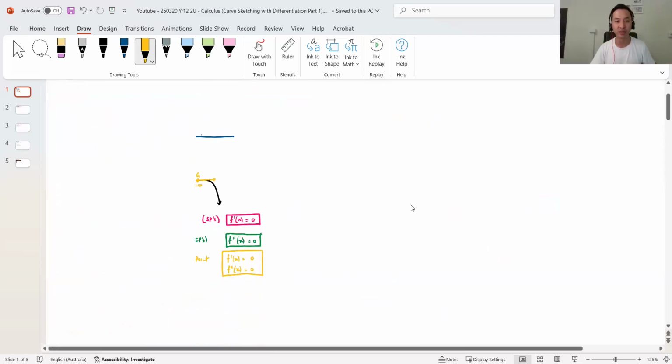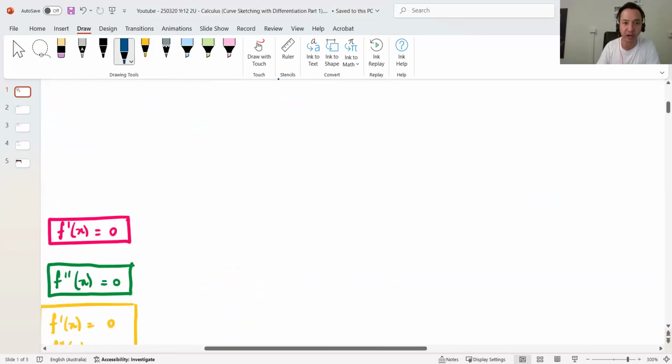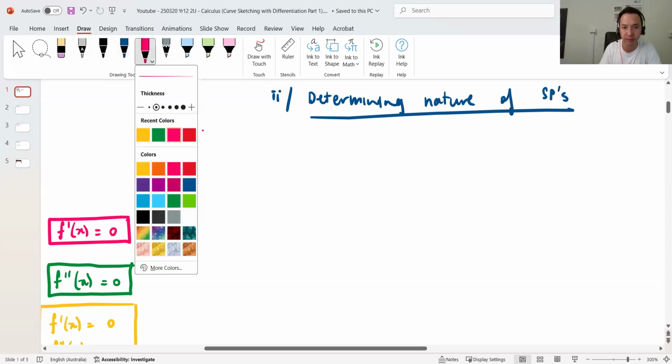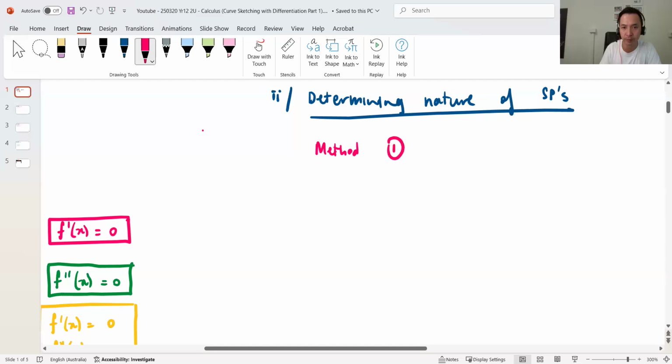That's the first point. Now, with the stationary points, I just want to highlight determining the nature of stationary points. What that really means is sometimes when we find that a stationary point occurs at x equals 3, we need to determine the nature. And what that really means is, is it a happy face or is it a sad face? Is it a minimum or a maximum? And there are two ways to do it. So maybe I'll go method 1.